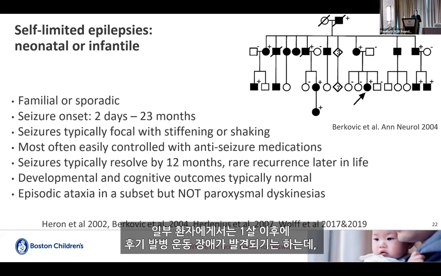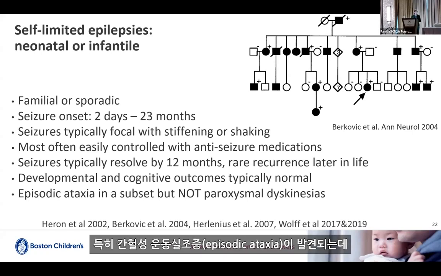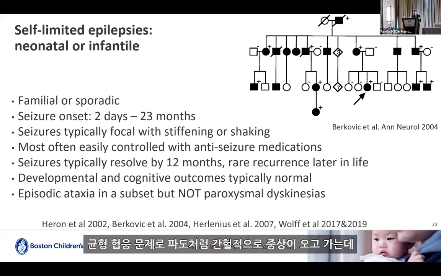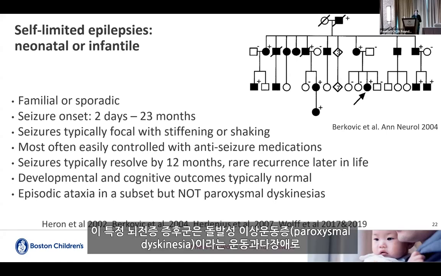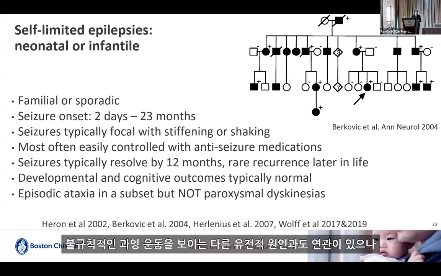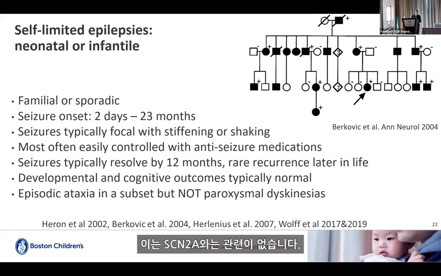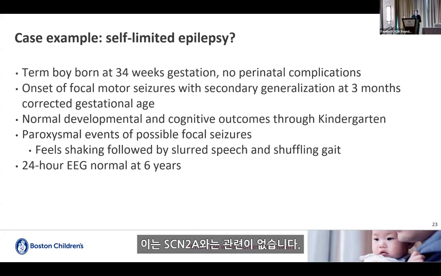And in some individuals, you can see a later onset movement disorder, usually after a year of life, episodic ataxia in particular. It's a balance coordination problem that can come in waves, and we'll talk a little bit more about that. This particular epilepsy syndrome is often, in other genetic causes, associated with something called paroxysmal dyskinesias, which is a hyperkinetic movement disorder with irregular excess movements, but we don't actually have that particularly associated with SCN2A.